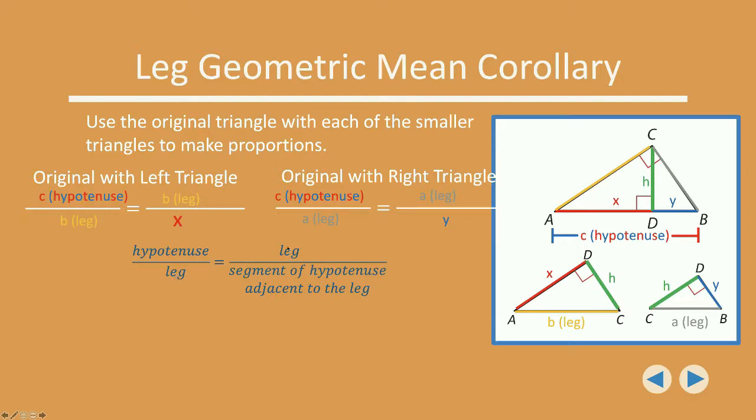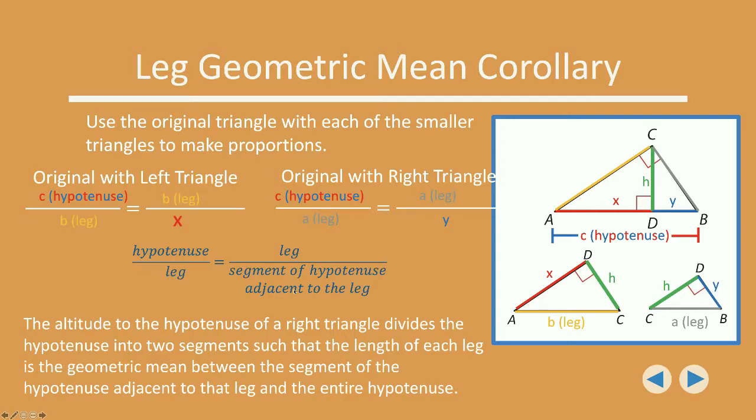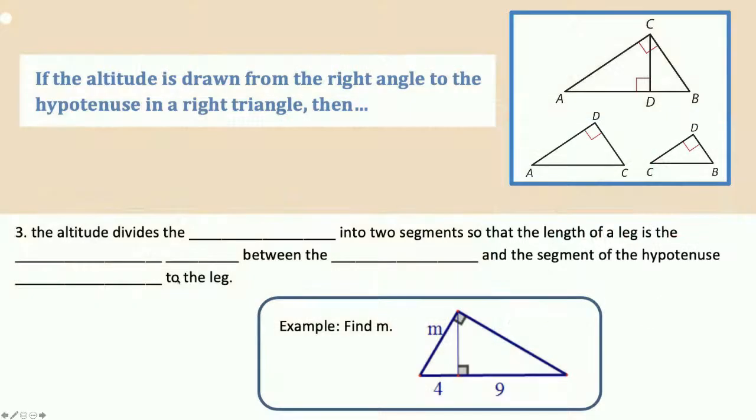So leg, leg. The leg is the geometric mean between the hypotenuse and the other part, the segment of the hypotenuse adjacent to the leg. And there it is in words: the altitude to the hypotenuse of a right triangle divides the hypotenuse into two segments such that the length of each leg is the geometric mean between the segments of the hypotenuse adjacent to the leg and the entire hypotenuse. And so once again, we can fill in the blank here.